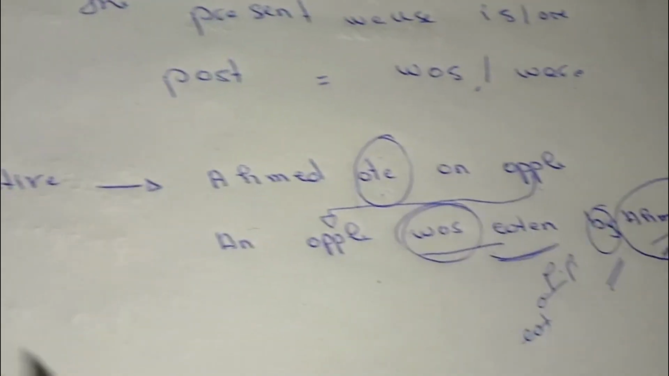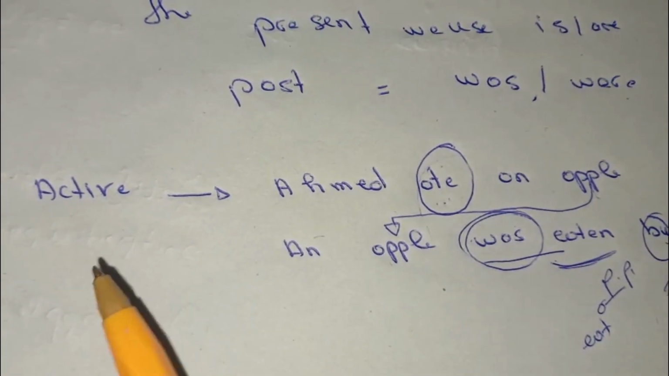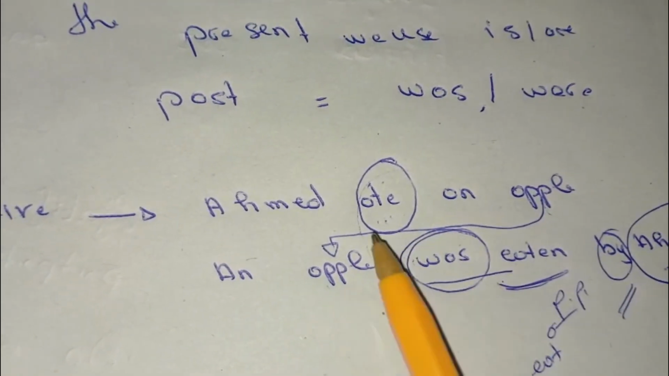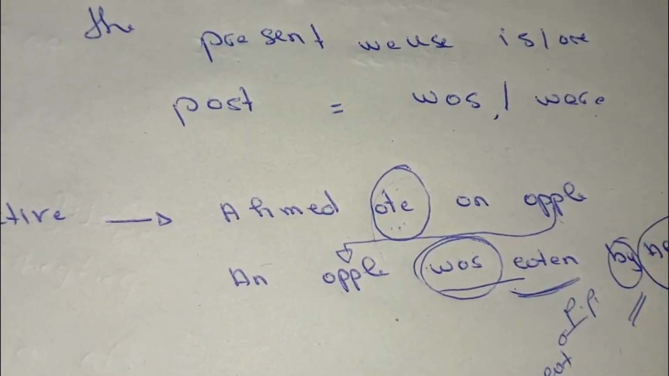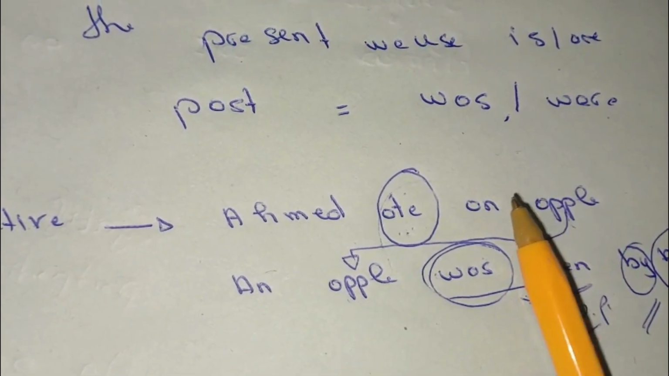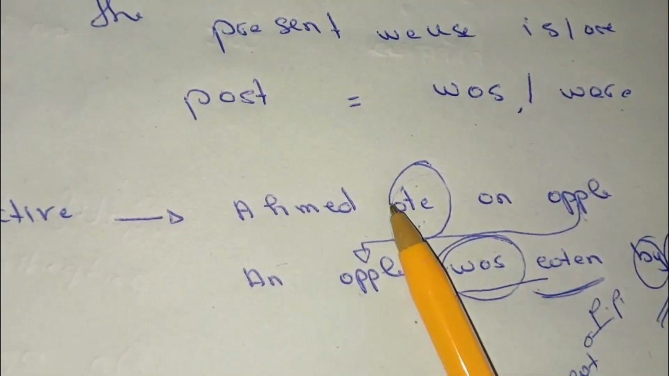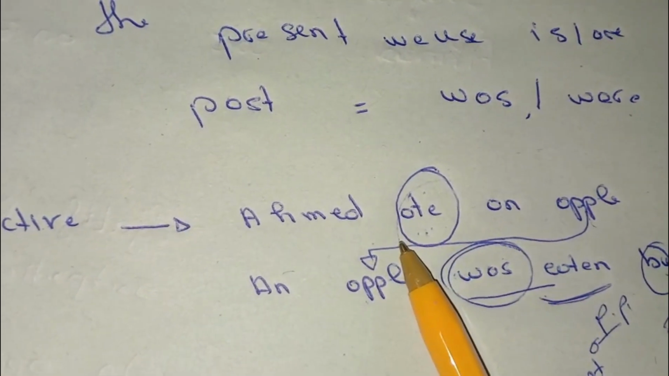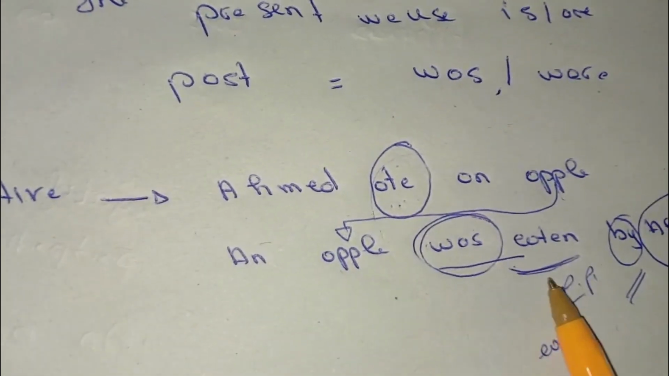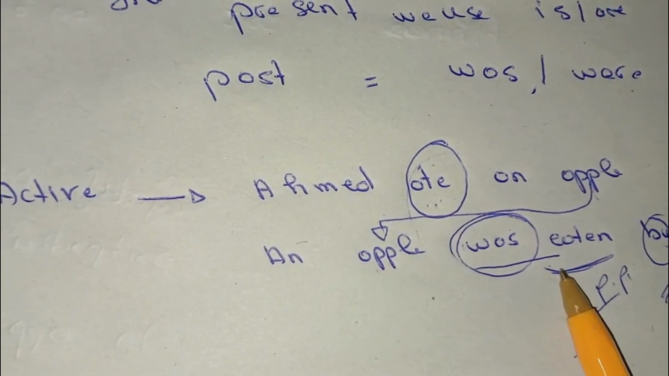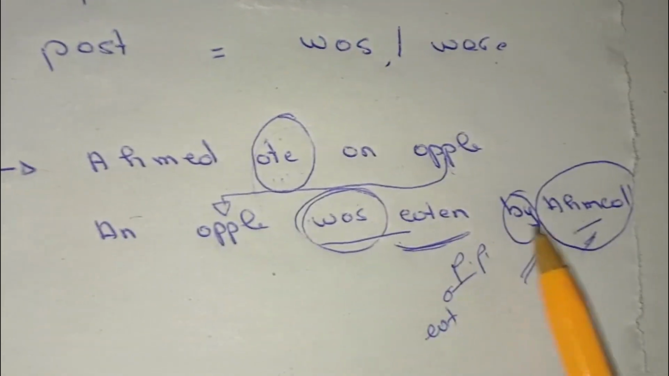For example, we have here in the active form, Ahmed ate an apple. Ate is in the past. So as we always said, in the passive voice, we start with the object, which is an apple. Ate is in the past, so what are we going to do? An apple was eaten, the past participle of eat, by who? By Ahmed.